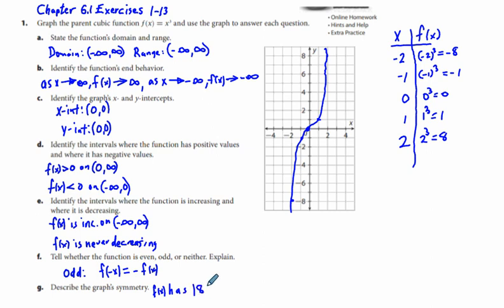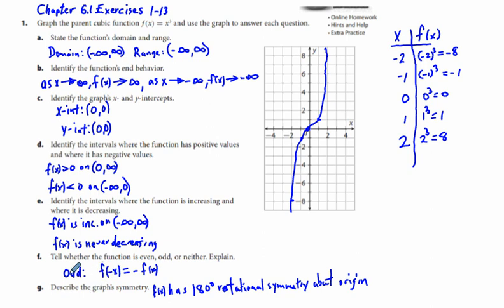180-degree rotational symmetry about the origin. Okay, so that's how you explain the rotation.